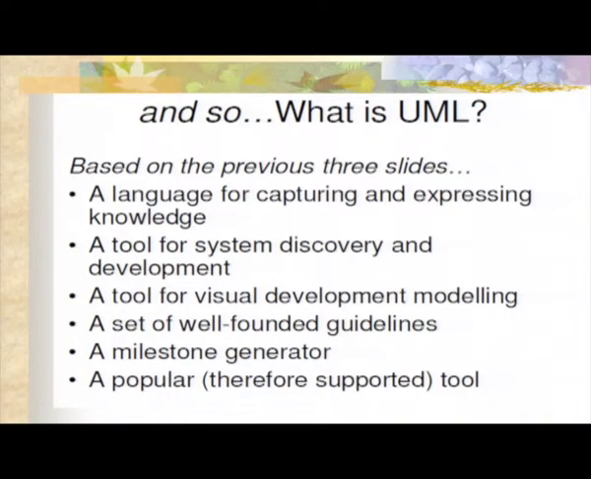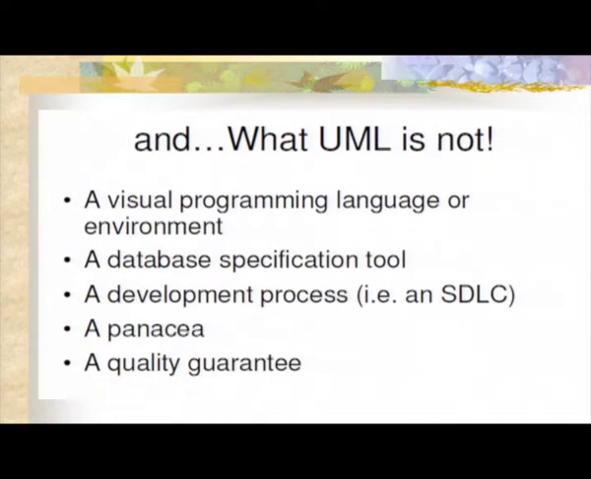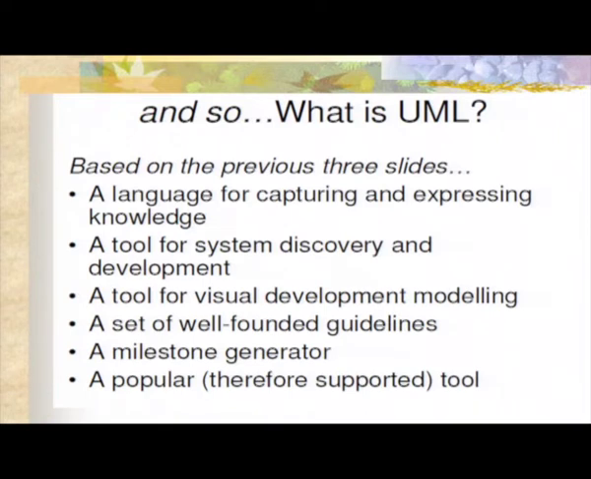A language for capturing and expressing knowledge, a tool for system discovery and development, a tool for visual development modeling, a set of well founded guidelines, a milestone generator, a popular therefore supported tool, a visual programming language, a database specification tool, a development process, a panacea, a quality guarantee. These were always spoken of. What was achieved? It was this that was achieved. Popular, milestone generator, set of well founded guidelines, all these ideas were there, sweeping across 6 decades of software engineering and the way we have been working.